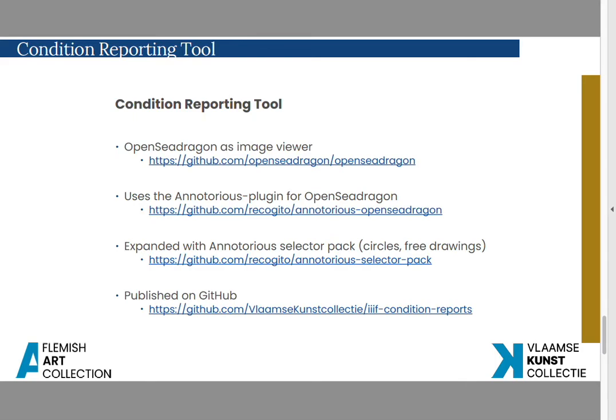As basis for the condition reporting tool, or rather the image viewer, we use OpenSeadragon. The main reason for this is that the Annotations plugin was developed for OpenSeadragon. This was extended with the selector pack because initially the Annotations plugin only had the possibility to select a square and a polygon on an image. Simon Raymer and our developer Michiel extended this together to be able to add circles and free drawings as annotations. This entire condition reporting tool was published as open source on the GitHub page of the Flemish Art Collection.